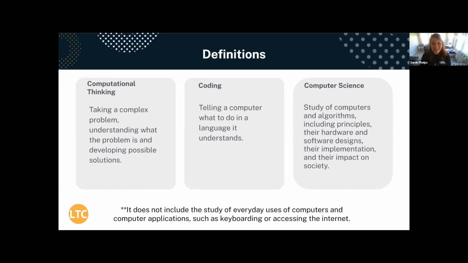We talk about their impact on society. How can we use computers to make the world a better place? How can we make the world more accessible with computers? There's a lot of abstract thinking in computer science because we're thinking outside of the box. Computational thinking, on the other hand, actually involves no technology whatsoever. Computational thinking is actually just thinking like a computer. So we're taking complex problems and we're breaking them down.